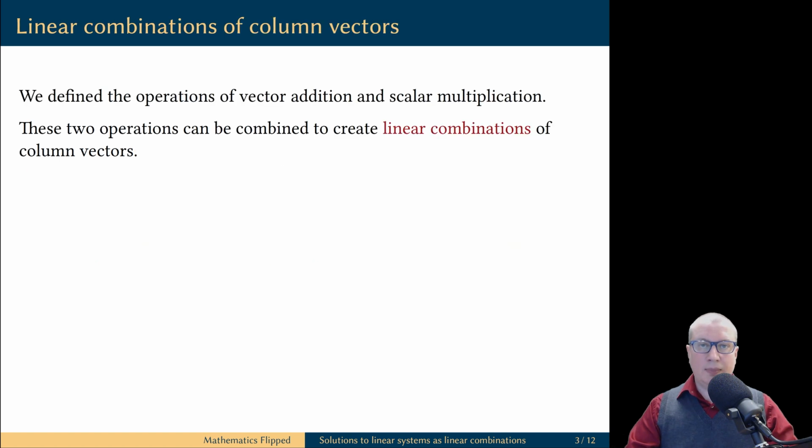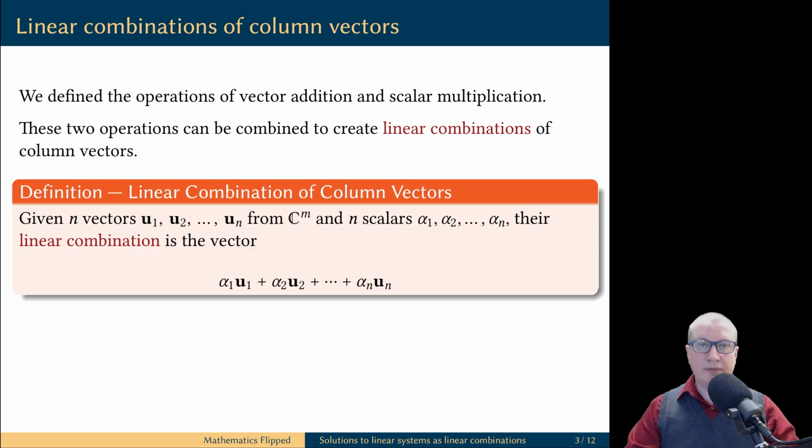Let's get started. In the previous video in this series, we defined two operations on column vectors: vector addition and scalar multiplication. Now we are going to combine these two operations to produce the notion of a linear combination. Given n column vectors of size m and n scalars, their linear combination is given by the following expression. We multiply each vector by the corresponding scalar in the list, and then we add up the resulting vectors.